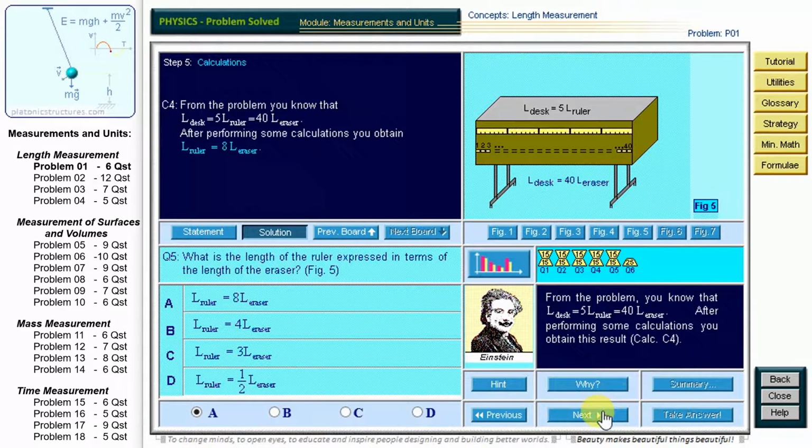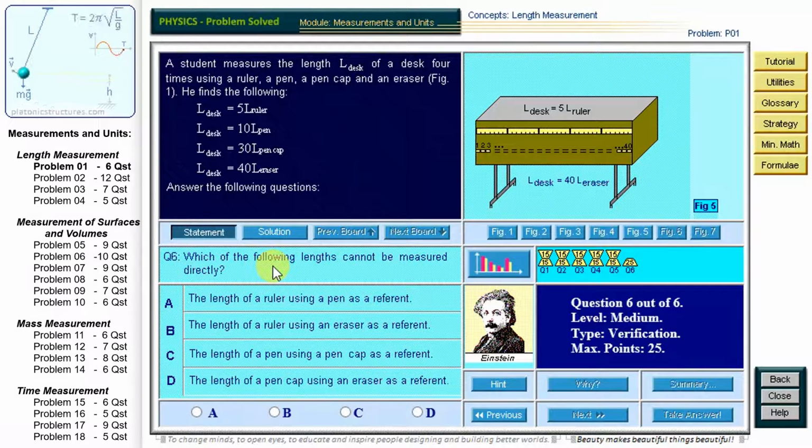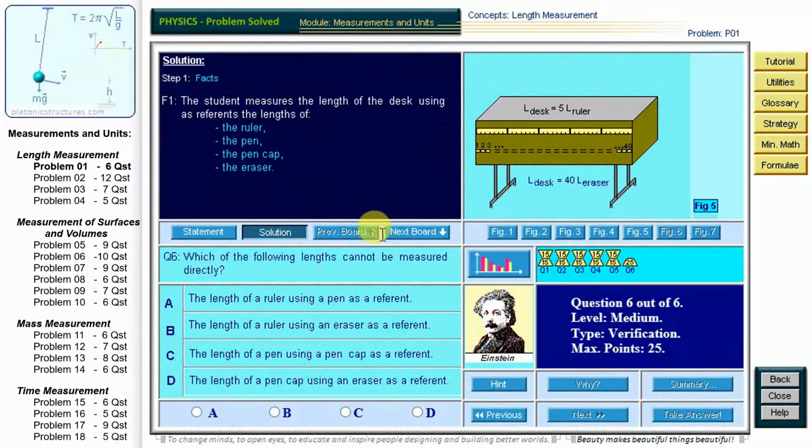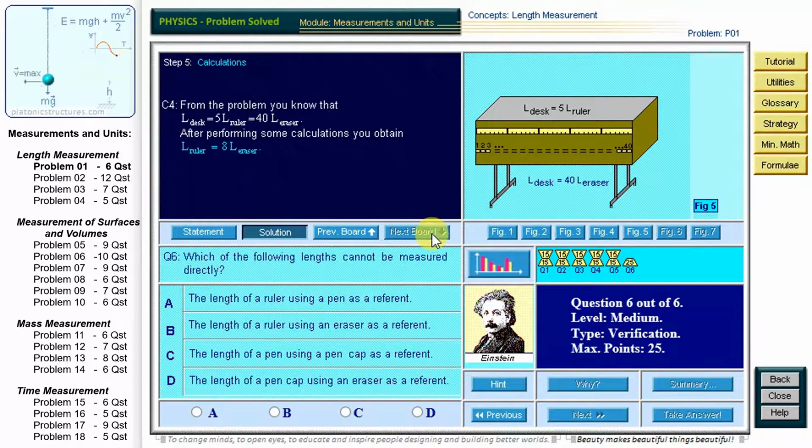Hang on in there, we just got to the last question. Question 6, which of the following lengths cannot be measured directly? We need the problem statement, and the previous answers, for this question. Let us review, and analyze, the 4 choices. A. The length of the ruler, using a pen as a referent. The calculation in step 2 shows that the ruler is 2 times longer than the pen. B. The length of the ruler, using an eraser as a referent. The calculation in step 5 shows that the ruler is 8 times longer than the eraser.